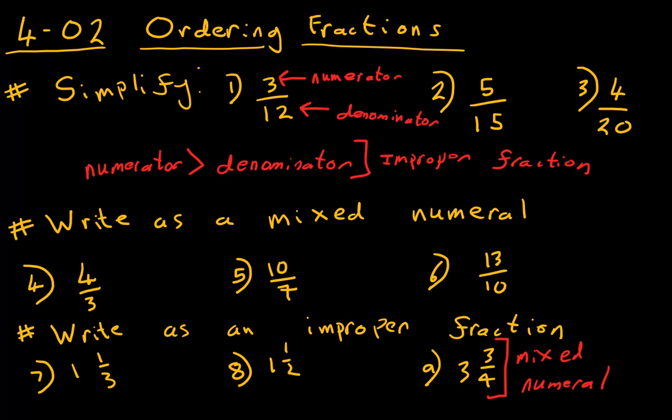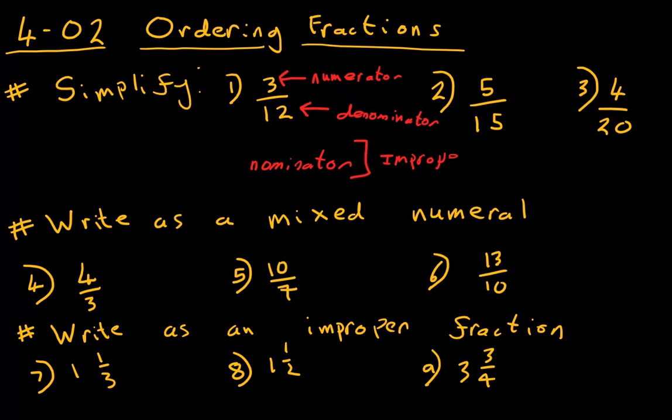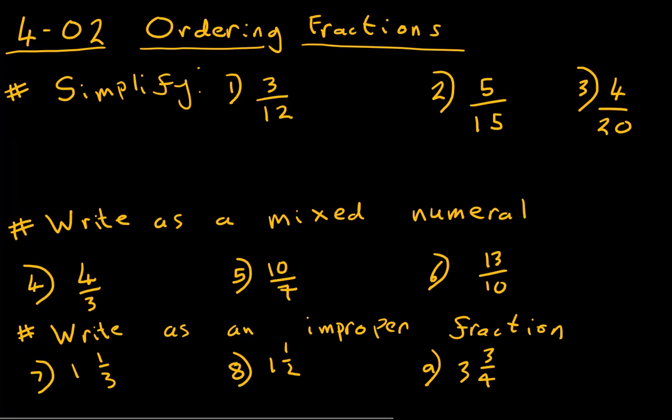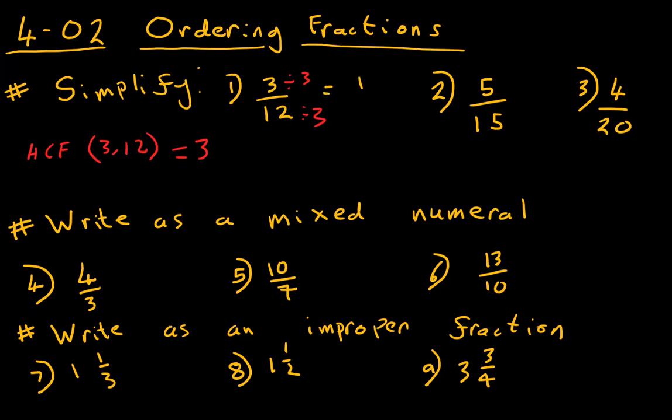Okay, so let's have a look at doing some of these questions. Let's use the rubber, might be a bit quicker. Okay, so we need to simplify each fraction. Now we simplify each fraction by dividing the numerator and denominator by the highest common factor. So for question 1, we need to find the highest common factor of 3 and 12. That is the largest number which will divide into both, and that is 3. So we divide numerator and denominator by 3, and we arrive at 1 over 4.